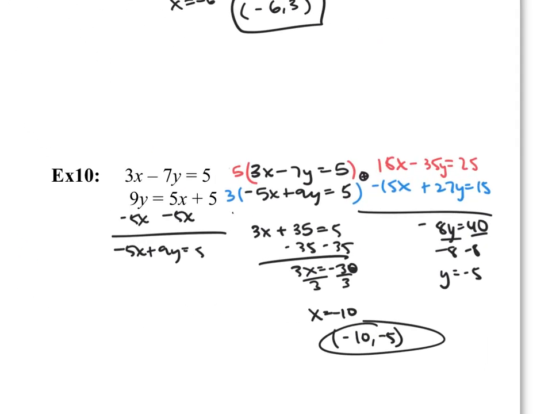On this next one, I first rearranged this by minusing 5x from both sides. I made sure to put the x term first. So negative 5x plus 9y equals 5 stacks nicely underneath 3x minus 7y equals 5. I multiplied by 5 to make this 15x, and by 3 to make this negative 15x. So I got 15x minus 35y equals 25, and then negative 15x plus 27y equals 15. And I could add to get my x's to cancel. Negative 35 plus 27 is negative 8. 25 plus 15 is 40. Divide both sides by negative 8 to get y equals negative 5. I then put it in here, and I knew that negative 7 times negative 5 was positive 35. Subtracted 35 from both sides, divide both sides by 3 to get negative 10, for a point of intersection of (negative 10, negative 5).